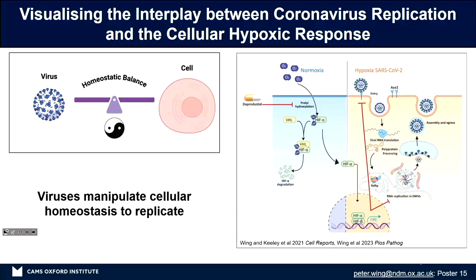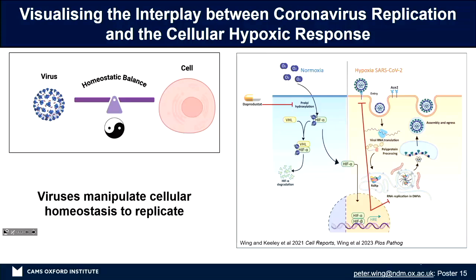So I'm Pete, I'm a very baby junior PI at the University of Oxford. And what I want to talk to you about today is my work on looking at how virus infections affect cellular homeostasis from the point of view of how cells utilize molecular oxygen. So I think we can all appreciate in this room that viruses and a cell maintain a homeostatic balance. And viruses are experts at disrupting or manipulating this balance for their own nefarious purposes.